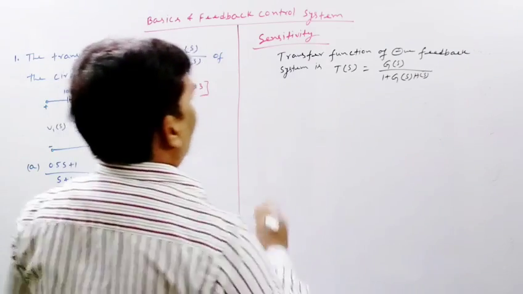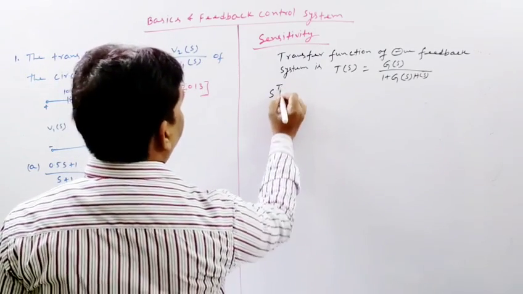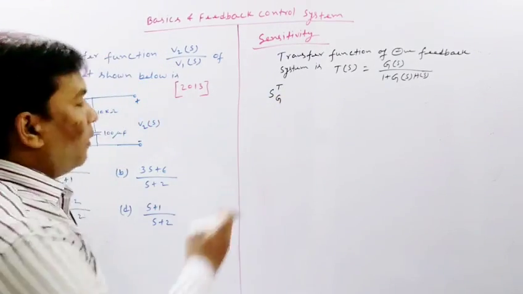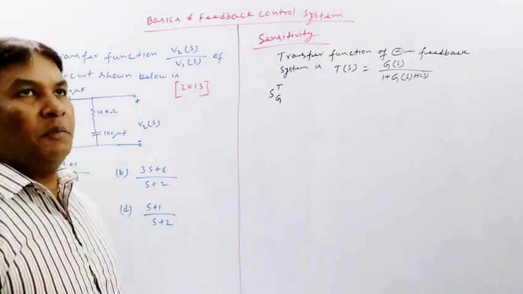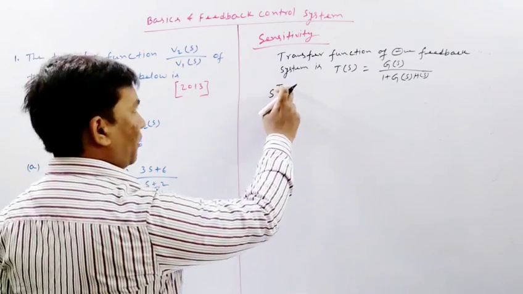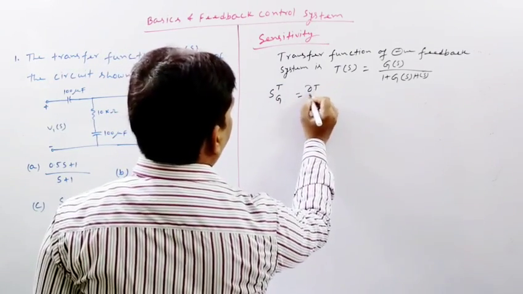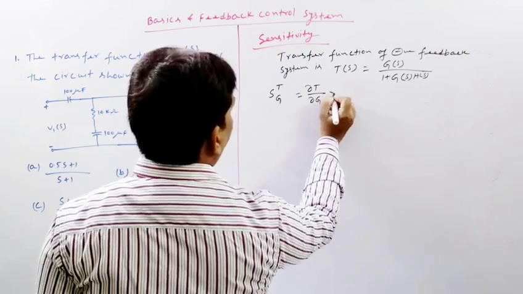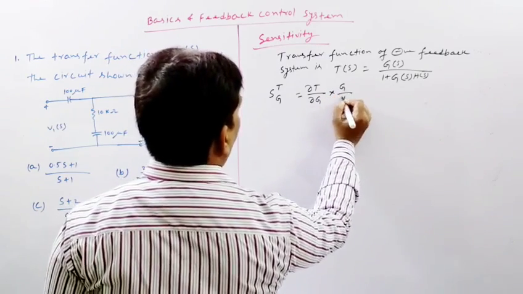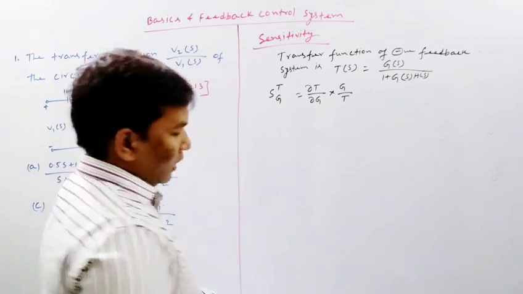Now what will be S_G^T? S_G^T means sensitivity of transfer function T with respect to G. So it will be ∂T/∂G multiplied by G/T. Okay, as we have got T just now.